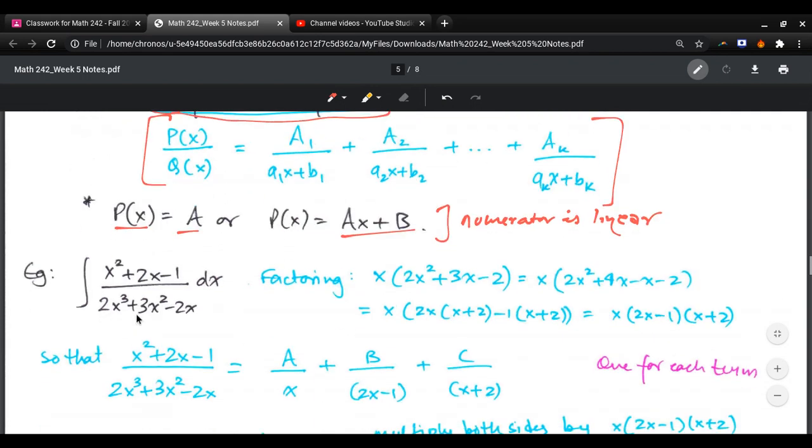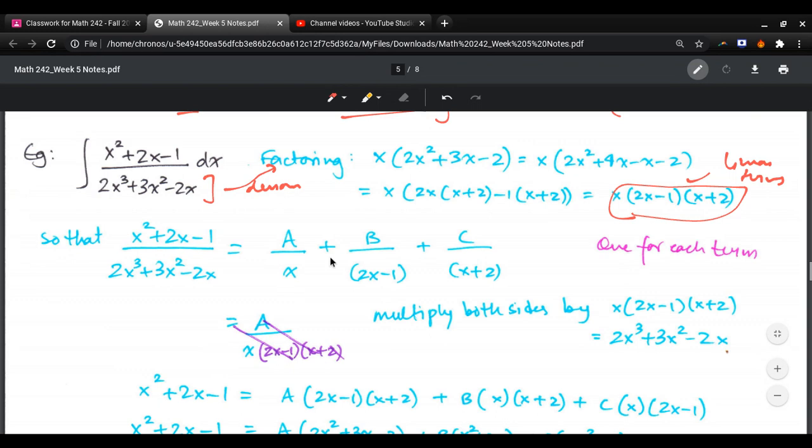Okay, example. First of all, we're going to factor the denominator. The goal is to factor into linear terms, and we are able to do that. These are linear terms and none of them are repeating, which means that this can be written as A over x plus B over 2x minus 1 plus C over x plus 2. That's one for each term. So if you have 3 factors, you're going to have 3 fractions. If you have 4 factors, you're going to have 4 fractions, etc.